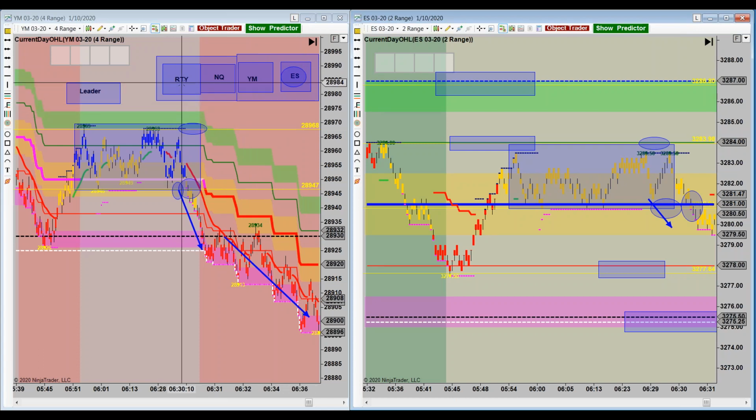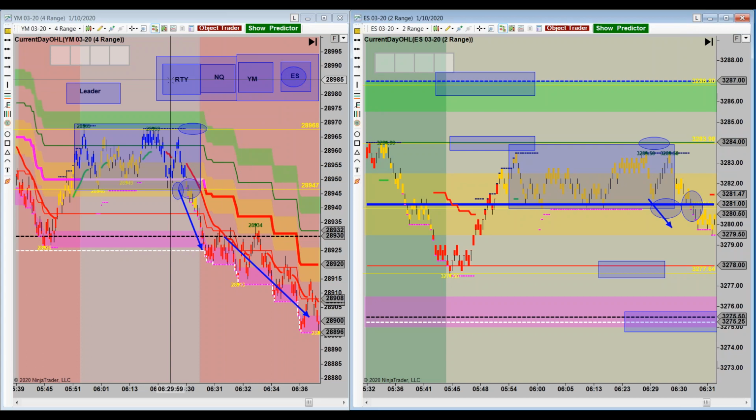Likewise, maybe Russell, remember that one morning, I think it was Wednesday or Thursday, when all these three were going up, but they weren't going up much. They were sort of dinking their way up a little bit, remember? I don't remember what day that was. And the Russell was just tanking. Fresh lows on every tick, ripping it.